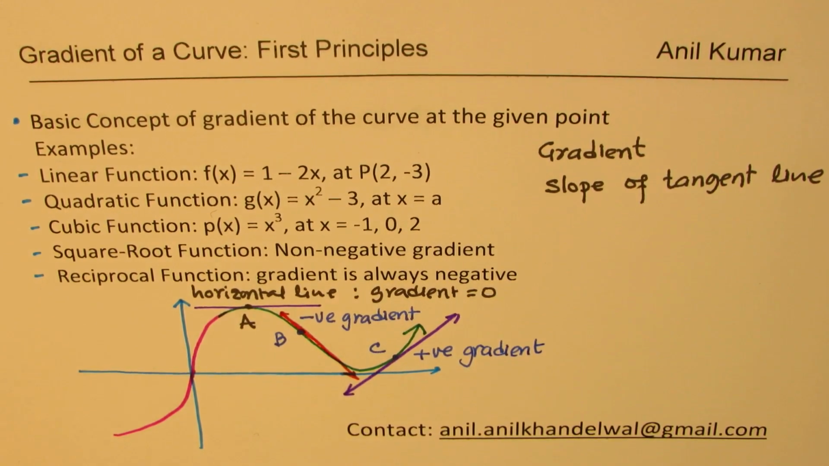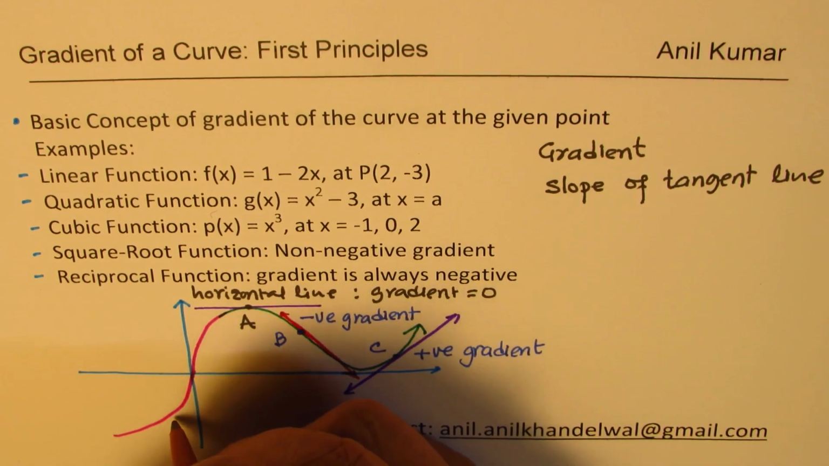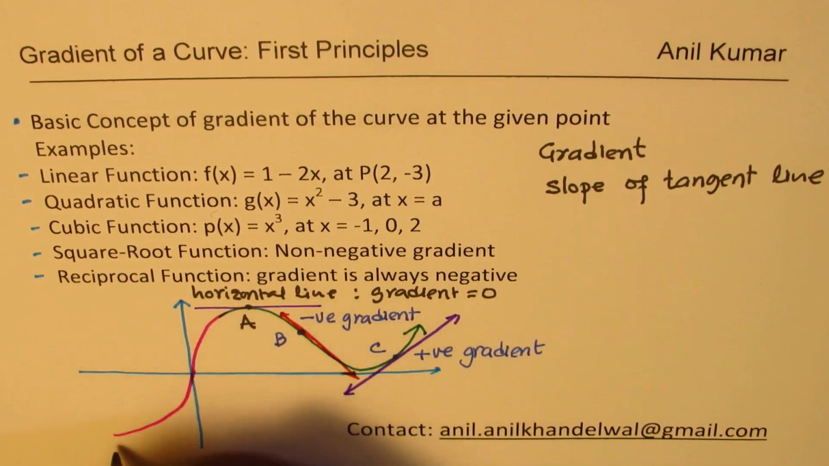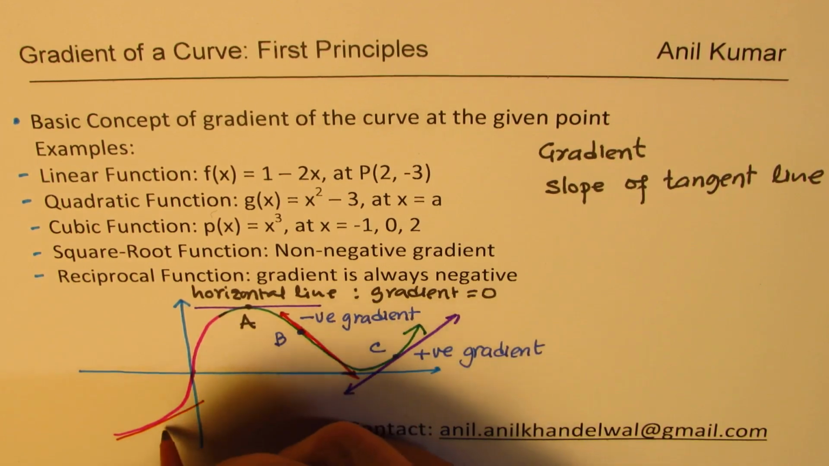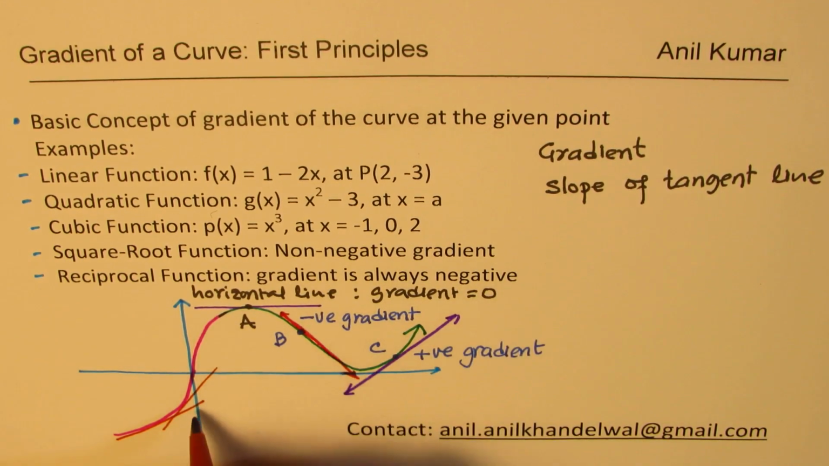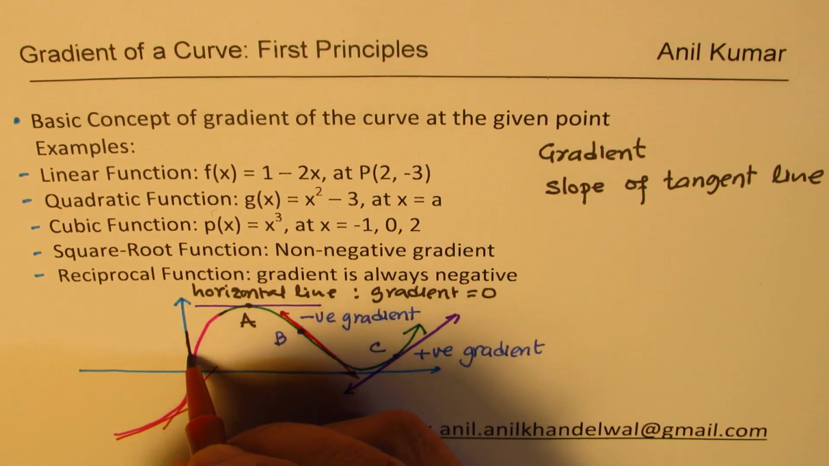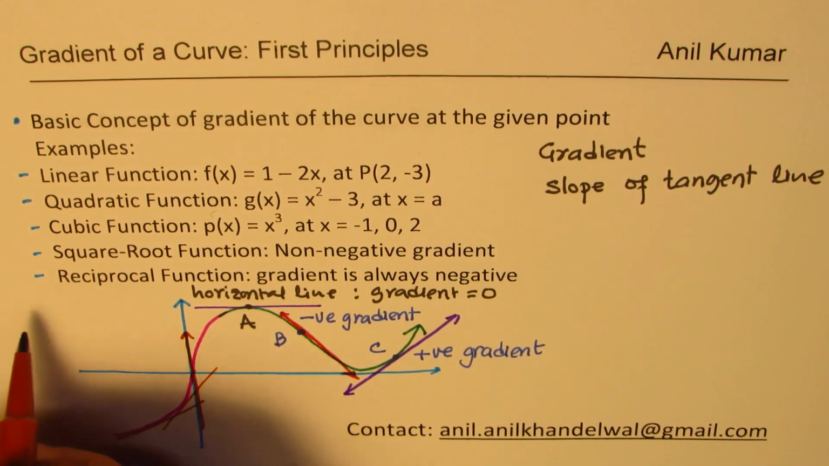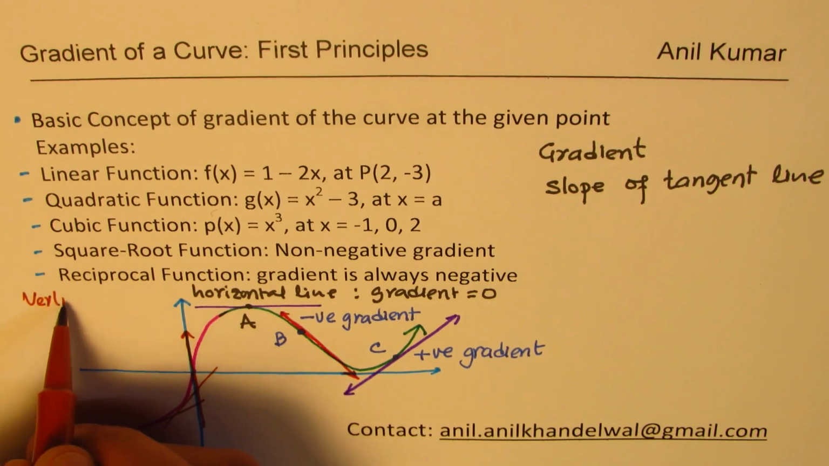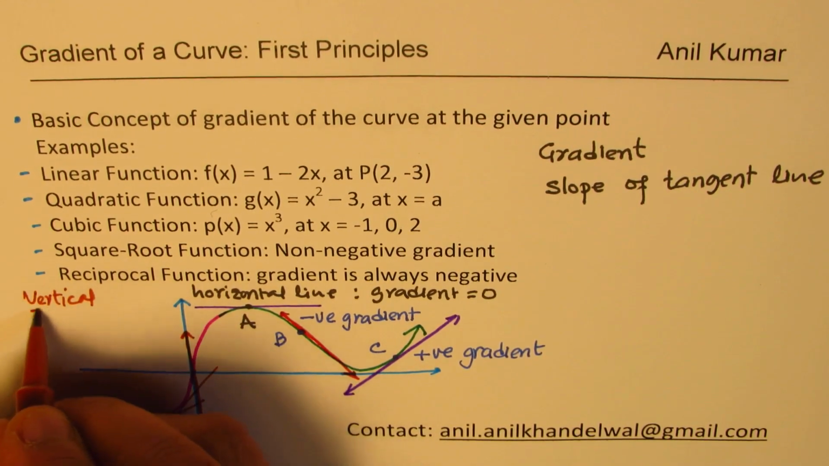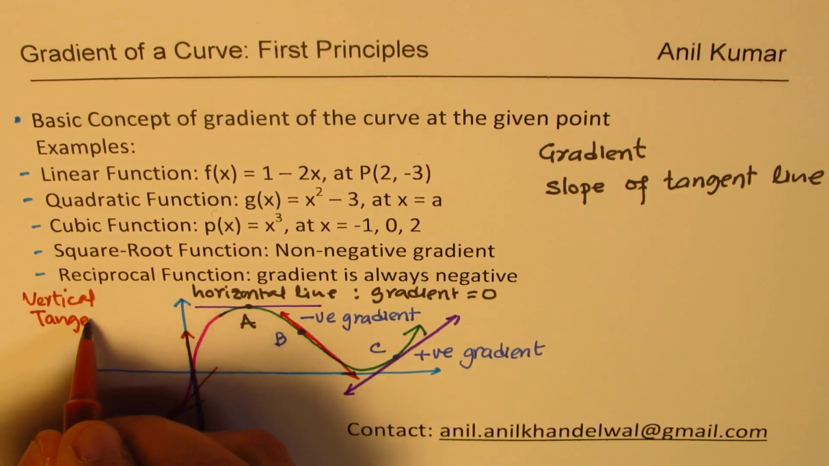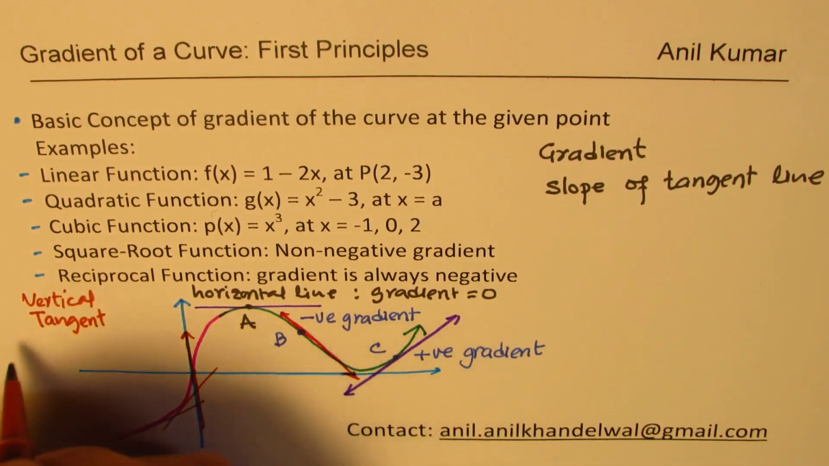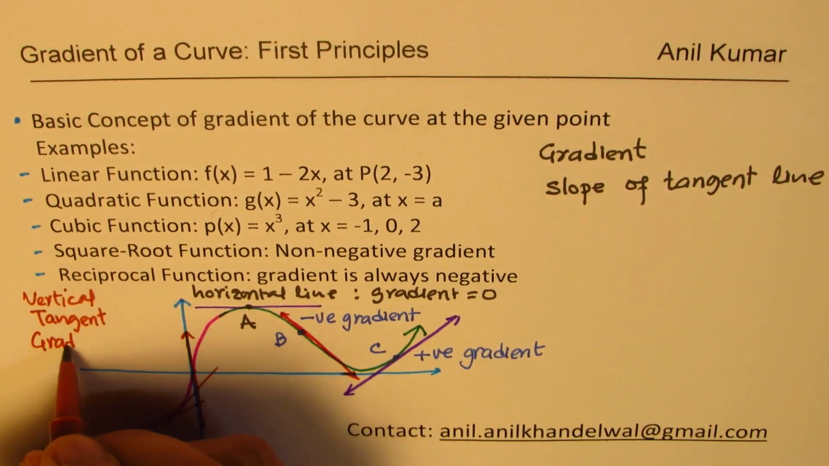Do you see that? Now at times, we could have gradients which are undefined. For example, here, the steepness, do you see, as you move from here, the slope is increasing, correct? At this point in the origin, it is almost vertical. So the tangent is vertical. So we have a vertical tangent. So here we say gradient is undefined.